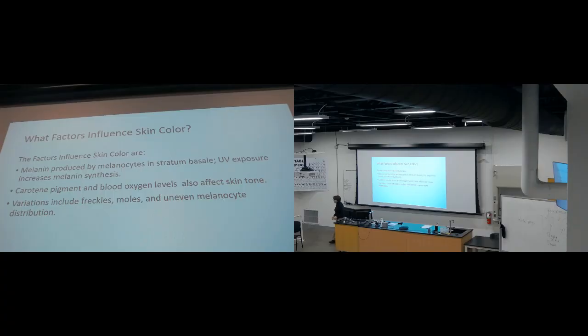So now, what factors influence our skin color? Well, it's the amount of melanin, the type of melanin that we have, and exposure to sunlight. That's the natural skin color, right? So as we expose more to sunlight, the melanocytes produce more of the pigment of the skin, which is called melanin. And then we become tan.